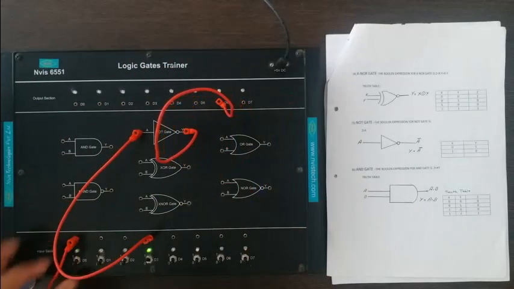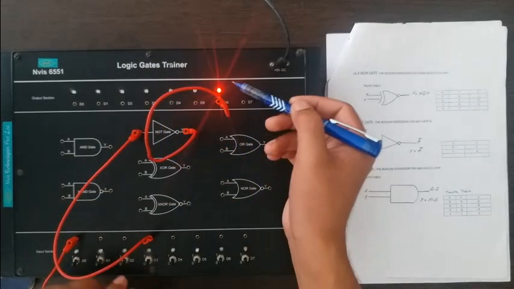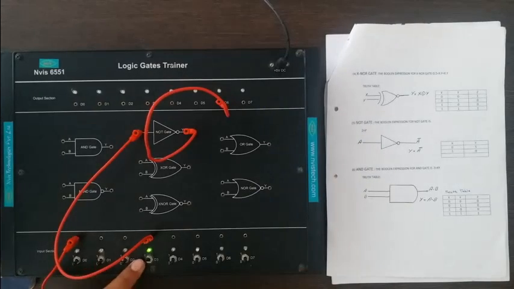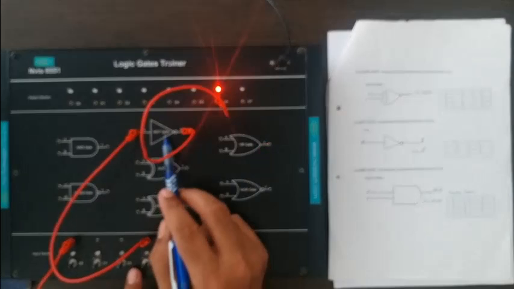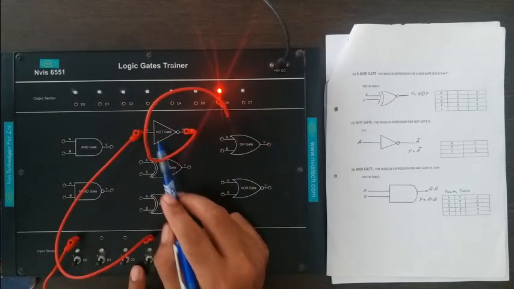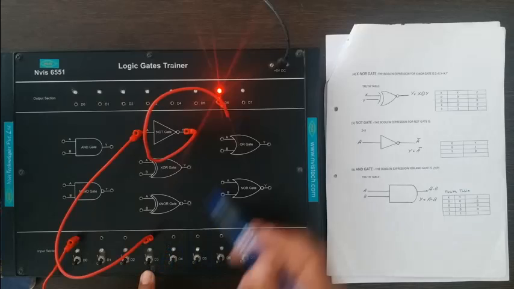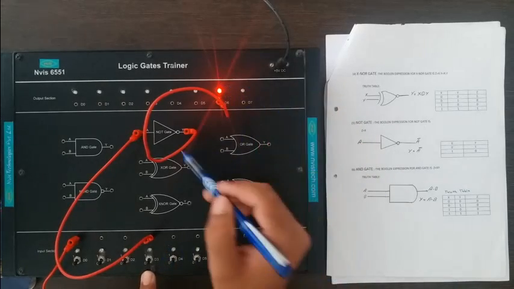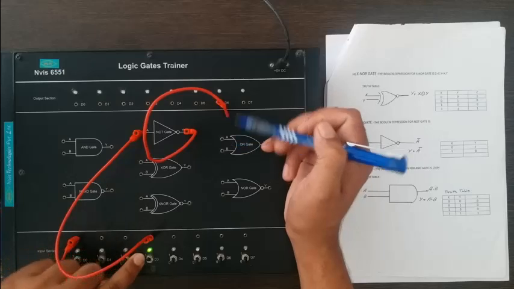In case of NOT gate, when you apply 0, your output should be 1. When you apply 1, your output should be 0. So you can see here this is the symbol of NOT gate. Your input is 0, the output of this NOT gate is 1, and when your input is 1, your output is 0.